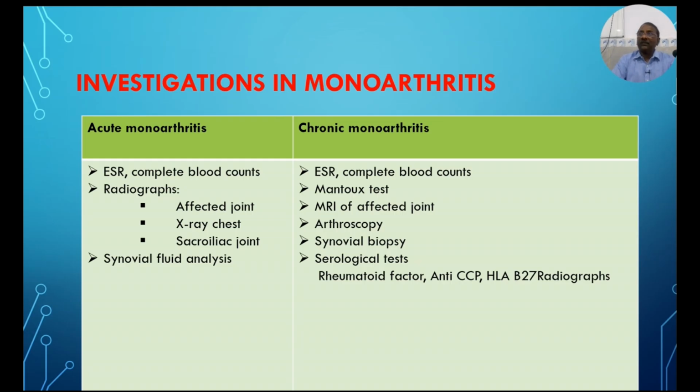In chronic monoarthritis, ESR will be 80, 90, more than 100. And in the complete blood counts, there will be polymorphs, there will be lymphocytosis, etc. Mantoux will be positive. MRI of the affected joints, arthroscopy in some cases to get your synovial biopsy, etc. And then the serological tests. These are all very, very important when you are thinking of rheumatoid arthritis or lupus, etc. We get the rheumatoid factor, the CRP, the anti-CCP antibodies, and HLA-B27 to rule out ankylosing spondylitis.